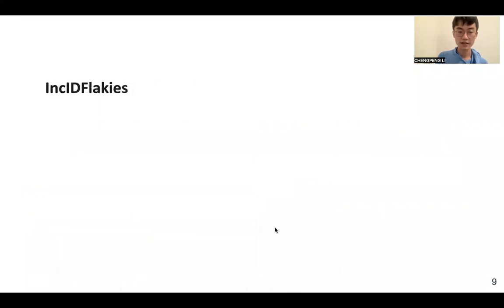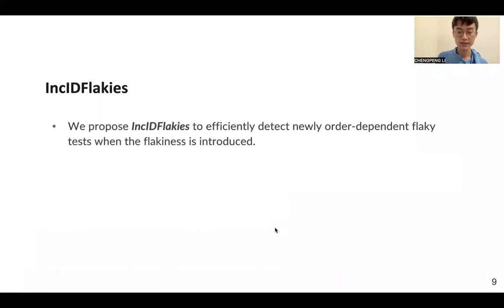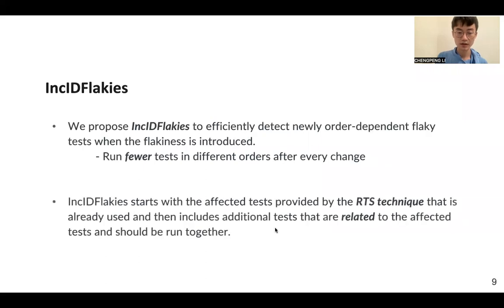We propose iNKIDFlakies to efficiently detect newly introduced order-dependent flaky tests when the flakiness is first introduced. It will run fewer tests in different orders after every code change. It starts with the affected tests provided by the RTS technique that is already used, and then includes additional tests that are related to the affected tests, and they should be run together.